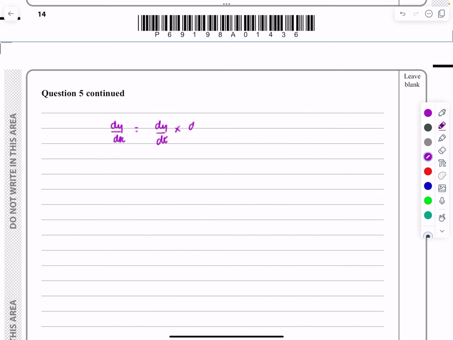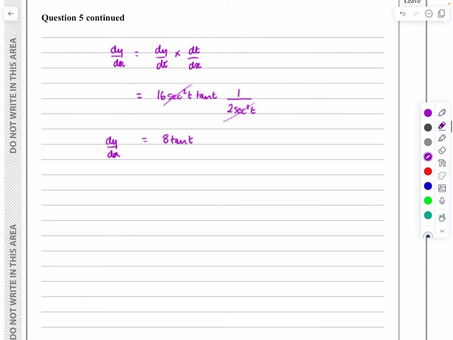And then I want the gradient, so I want dy by dx, and dy by dx is going to be dy by dt times dt by dx, so dy by dt is 16 sec squared t tan t, and dt by dx is 1 over dx by dt, so it's 1 over 2 sec squared t there. That's helpful. That's going to cancel. That actually gives me, relatively straightforward, 8 tan t for dy by dx.